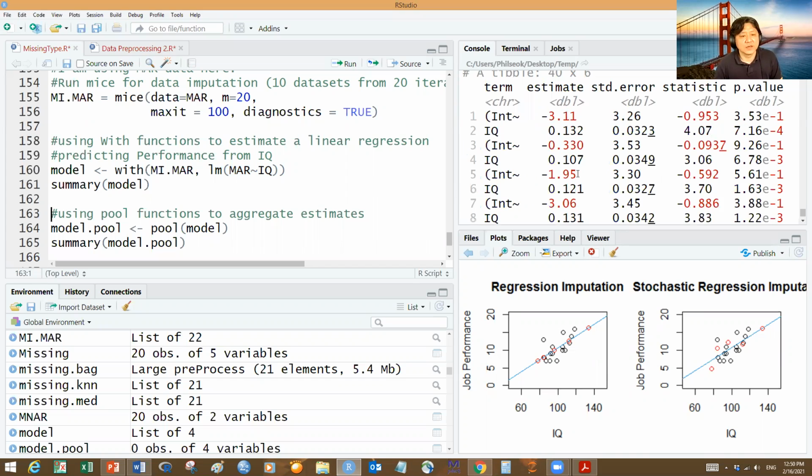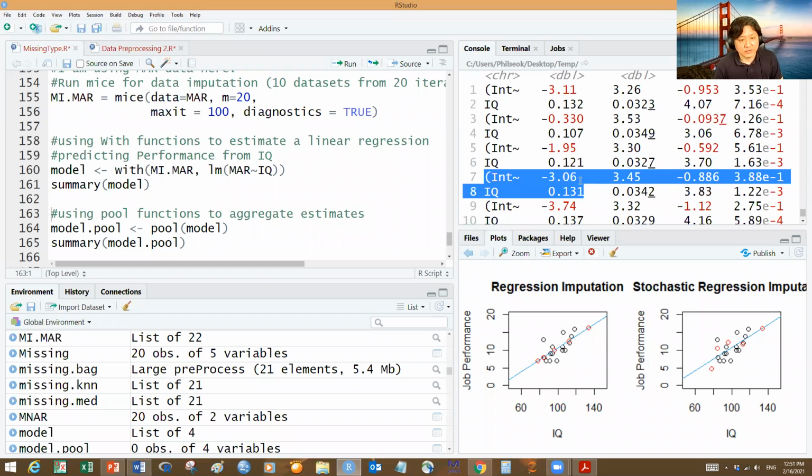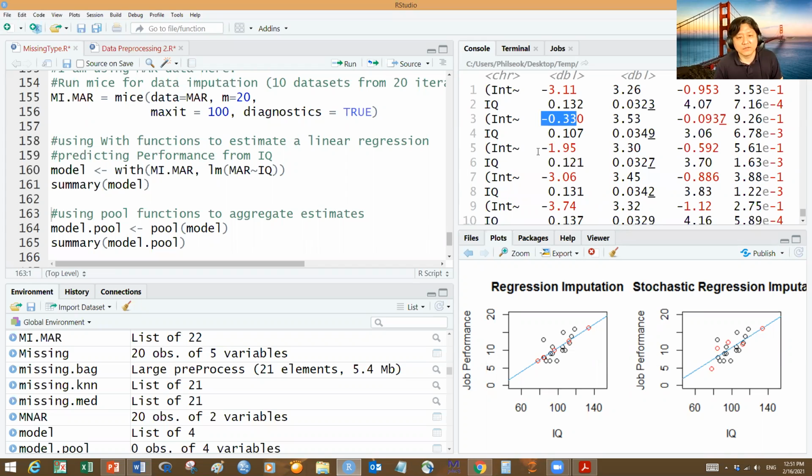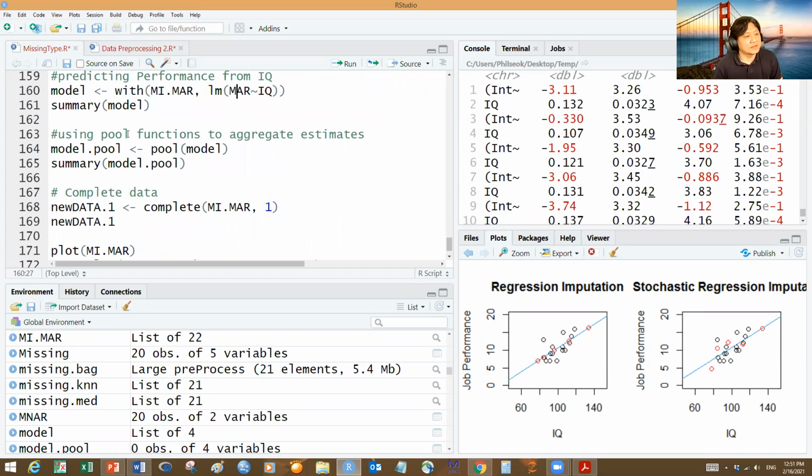So as you can see, the first set of intercept and IQ slope, and then these are the results from the second data set, and the third data set, and the fourth set, right? So we can have slightly different intercept and slope values here. And then the last stage, we aggregate all the results using pool.